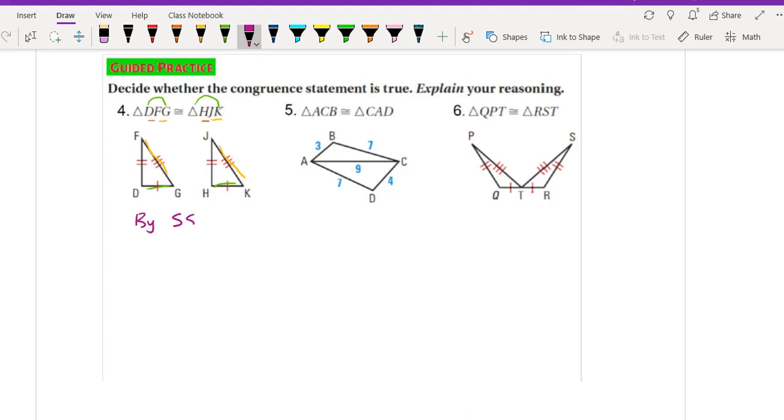By side, side, side, the corresponding sides were congruent, so therefore we can conclude that this is true. DFG is congruent to triangle HJK. True.